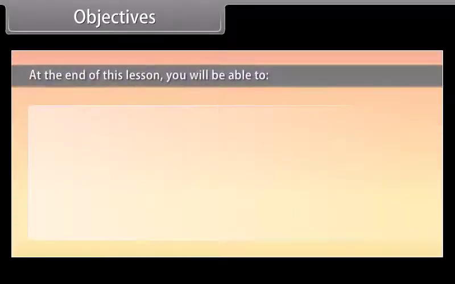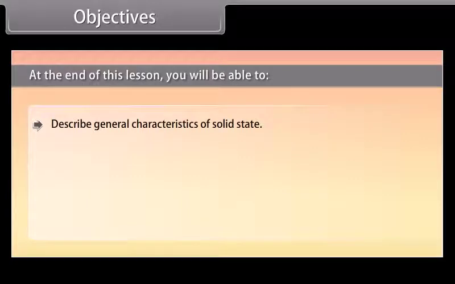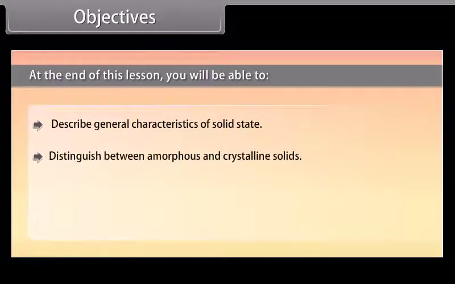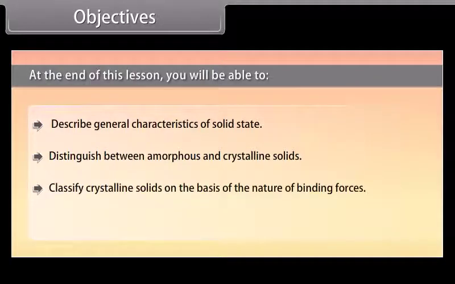Objectives. At the end of this lesson, you'll be able to describe general characteristics of the solid state, distinguish between amorphous and crystalline solids, classify crystalline solids on the basis of the nature of binding forces, and define crystal lattice and unit cell.